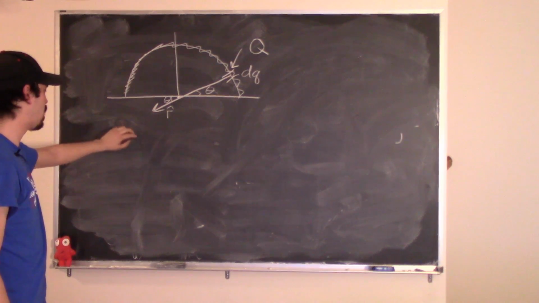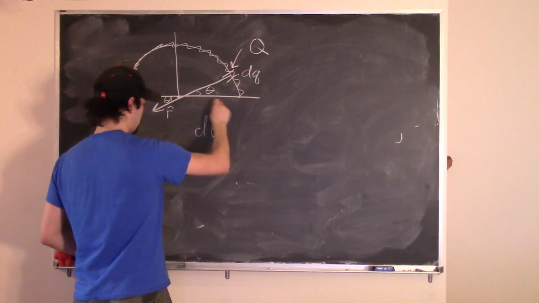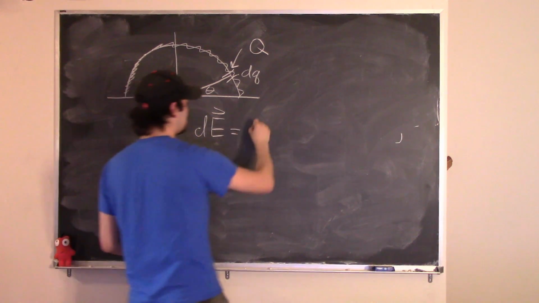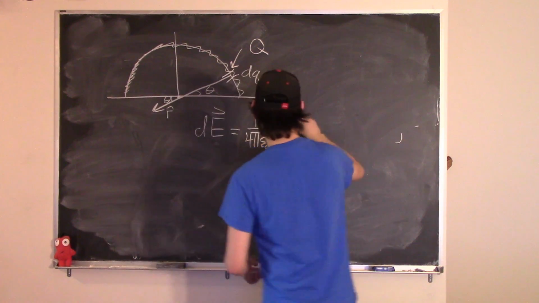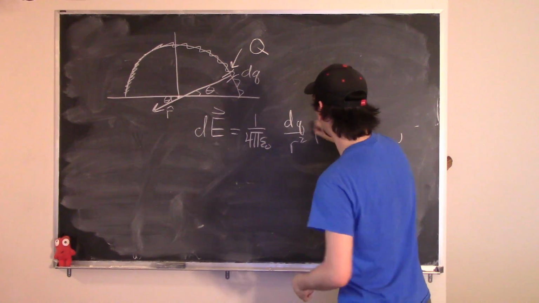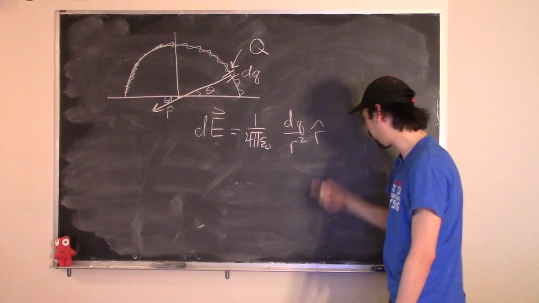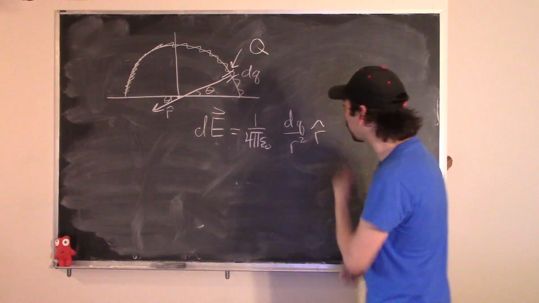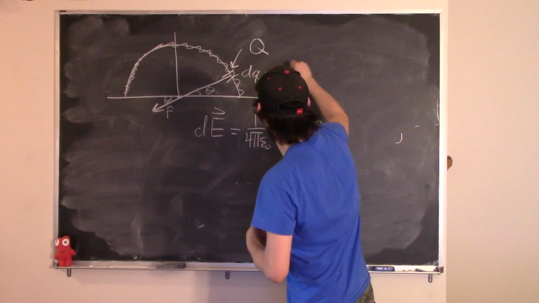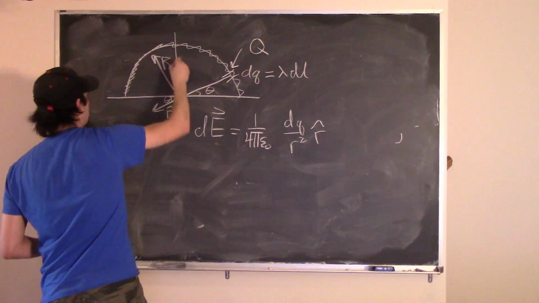And then we can write down the equation that we need. And actually, you should probably write the equation down first. So dE vector is equal to 1 over 4 pi epsilon naught dq over r squared times r hat. So we need to know dq, we need to know r squared, and we need to know r hat. So let's start with dq. In general, dq is equal to lambda dl. And I also need to give this some radius. So this is going to be some radius of r.